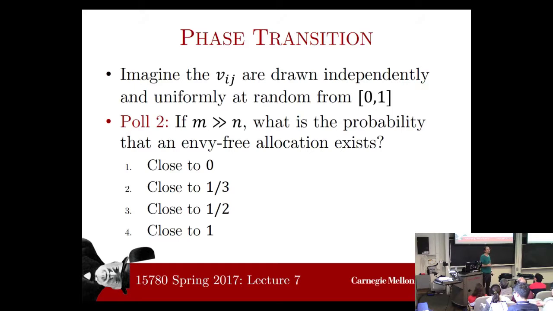I give you so much freedom that it's very easy to find an envy-free allocation. In fact, this very simple algorithm is very likely to find it. So this is a case where the problem of finding an envy-free allocation is very easy. And the big question is what happens between these two extremes? There's under-constrained, over-constrained, what happens in the middle?